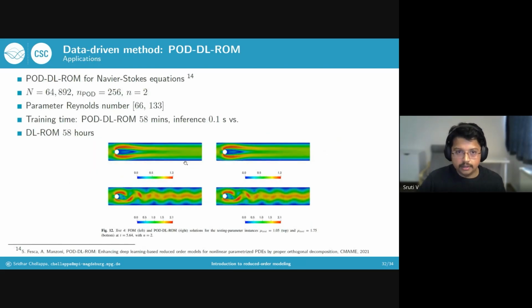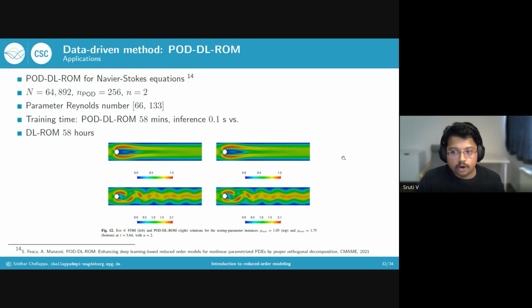And that's how they also illustrated this in one of the examples, where they applied this on the 2D Navier-Stokes equation. They say that if I apply the DL-ROM to this, it took like 58 hours of training. Whereas if I do this extra POD step before the DL-ROM, then they were able to show that you just need 58 minutes of training to get this. And this is how the reconstruction looks. On the left is the true solution, and on the right is the approximations. That's a summary of some of the deep learning based methods.